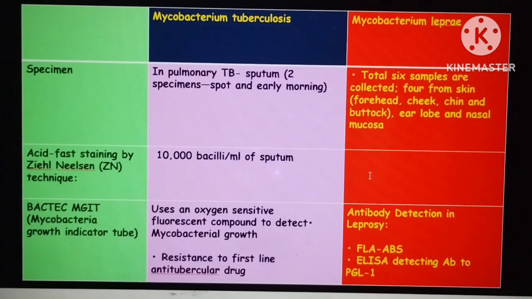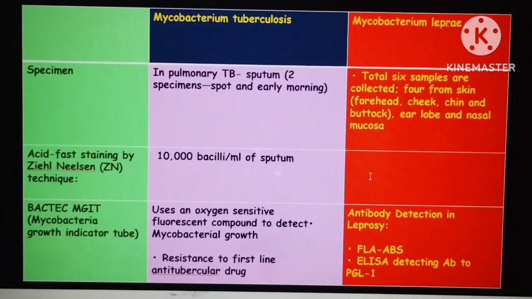Whereas in leprosy, you must remember, there is a special appearance called the cigar bundle appearance, and there are other cells also called Virchow cells or lepra cells. They are the foamy macrophages which are laden with the bacilli.